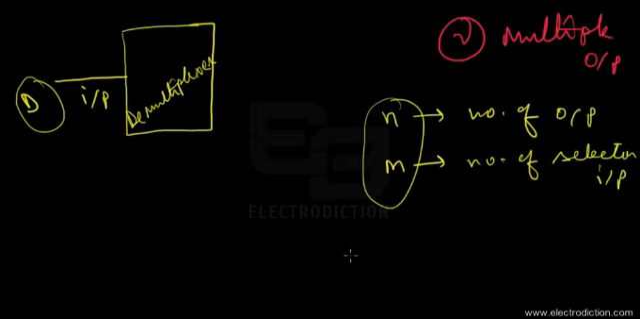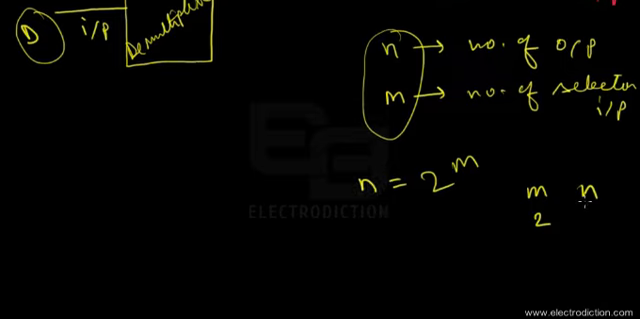That mathematical relation can be summarized as N equals 2 to the power M, which means the number of output lines is equal to 2 to the power of the number of selector inputs for the demultiplexer. So if we have 2 selector inputs in the demultiplexer circuit under discussion, then we would get 4 output lines.